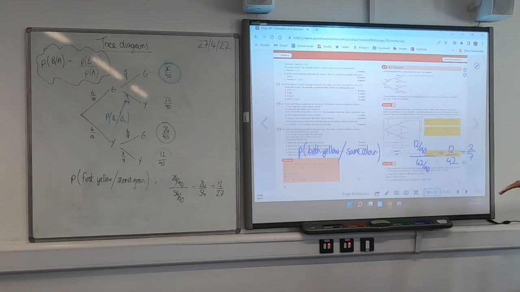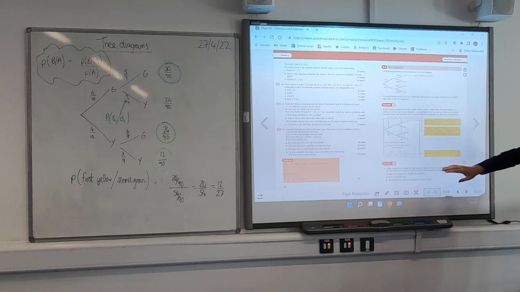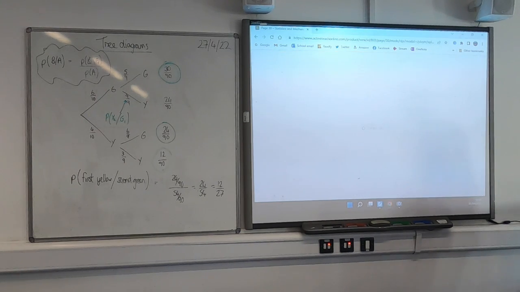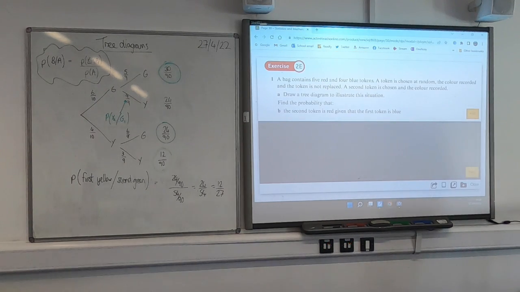So we are going to have a go at a few questions which practice this. The first of which is on page 31 and question 1. It actually continues over the page. Are we all booked up?